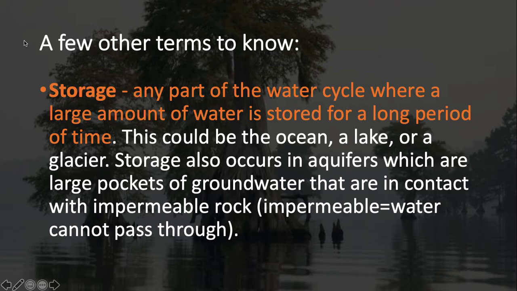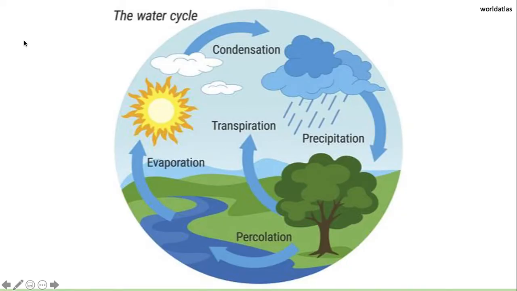Storage also occurs in aquifers. Aquifers are large pockets of groundwater that are in contact with impermeable rock. So impermeable rock means water cannot pass through. So if water is stuck underground, surrounded by impermeable rock, that can be storage as well. So that water is not exactly in motion. But the water cycle is all about the motion of water around the planet, and it's powered by the sun.